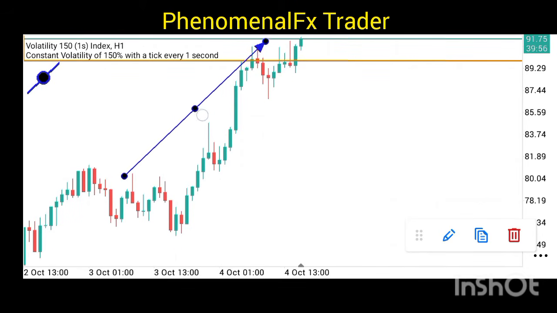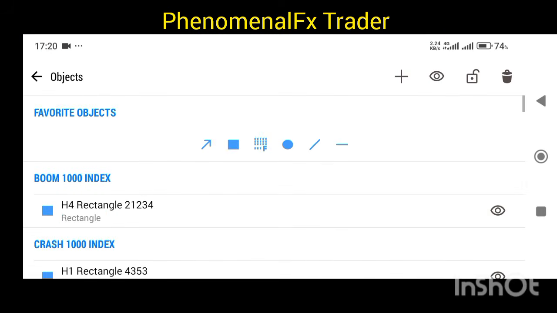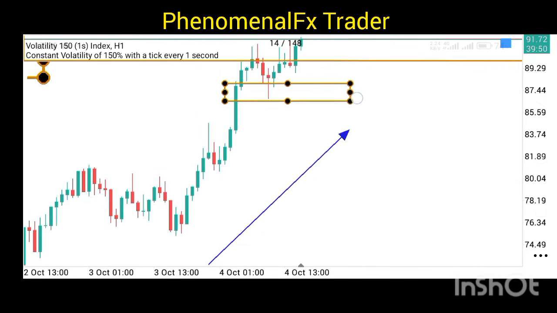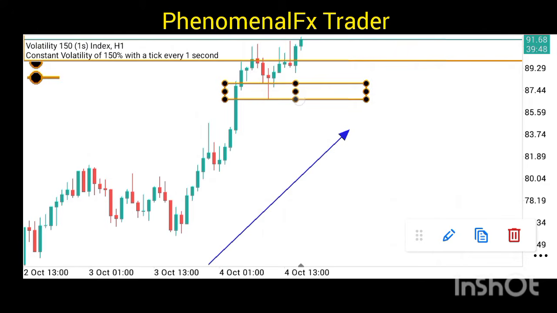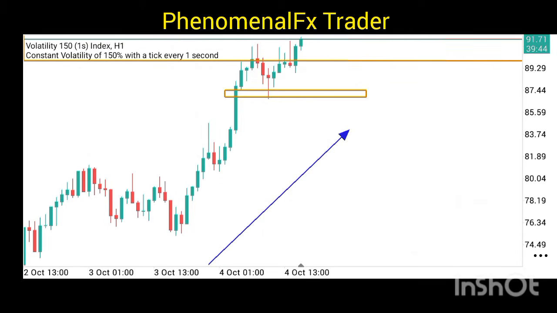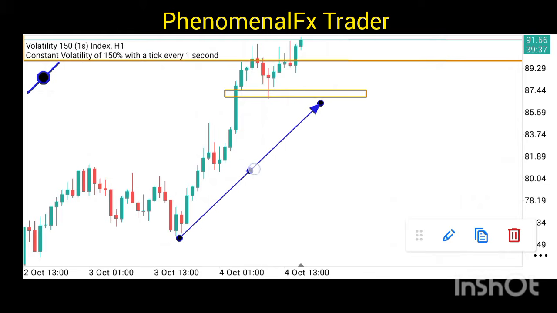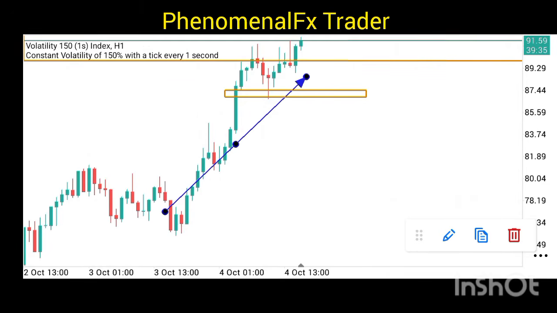Then if this is actually a double top, we'll consider our neckline to be around this level here. Our neckline will just be somewhere around here. Then we want to see the market coming back to break and close below this zone. Then we think of taking the sales.